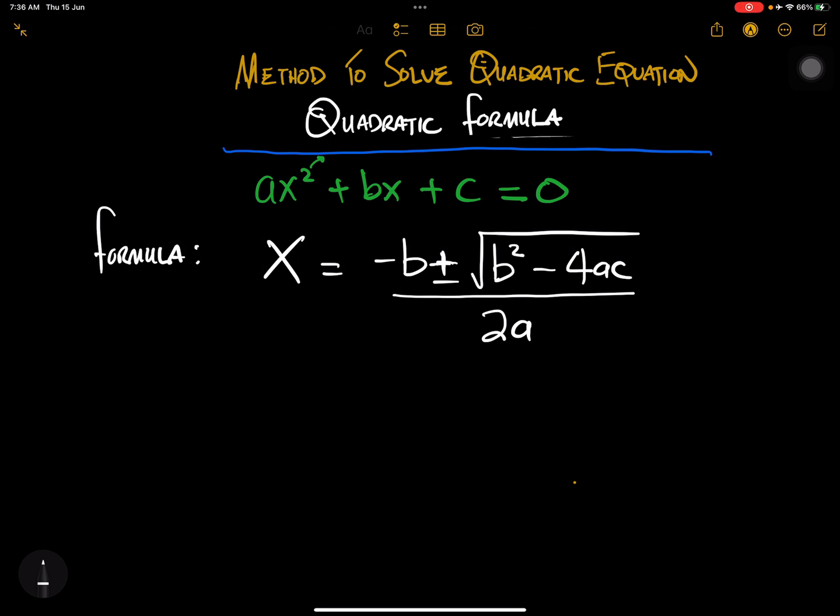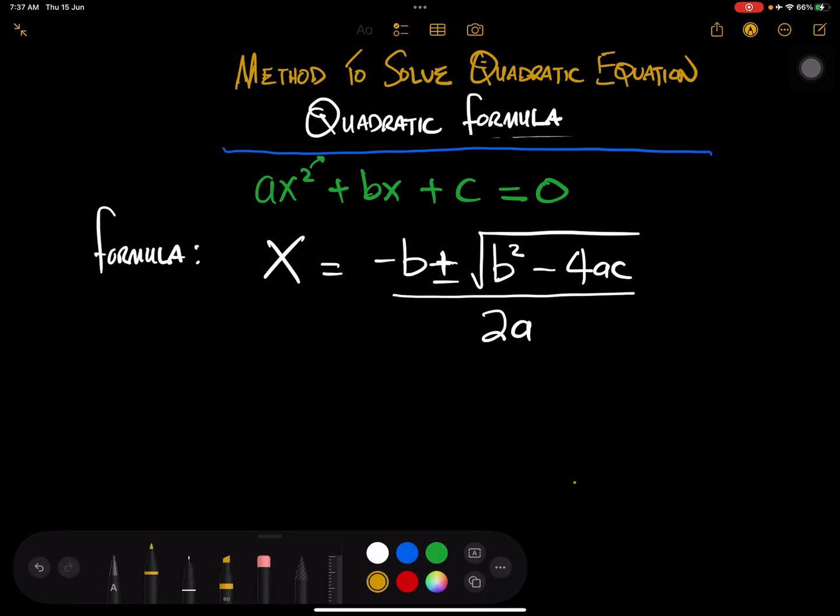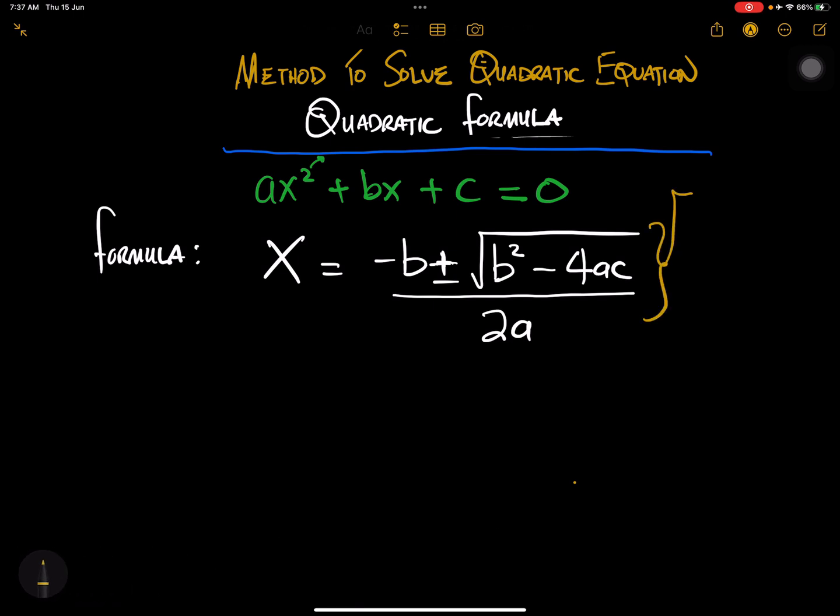Now, how do we get this formula? Where is it coming from? Is it coming from the skies, or did it just appear like magic? No. It comes from the third method, which is used to derive the formula. But we are not doing the third method, completing the square, today. Today we're just focusing on the quadratic formula.